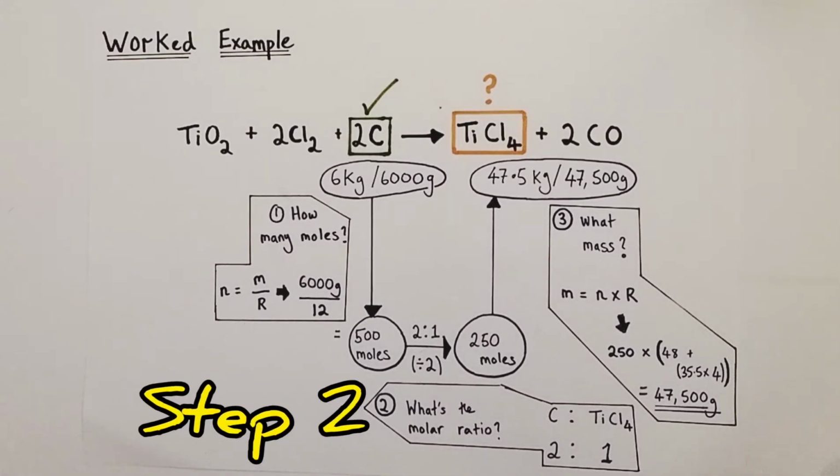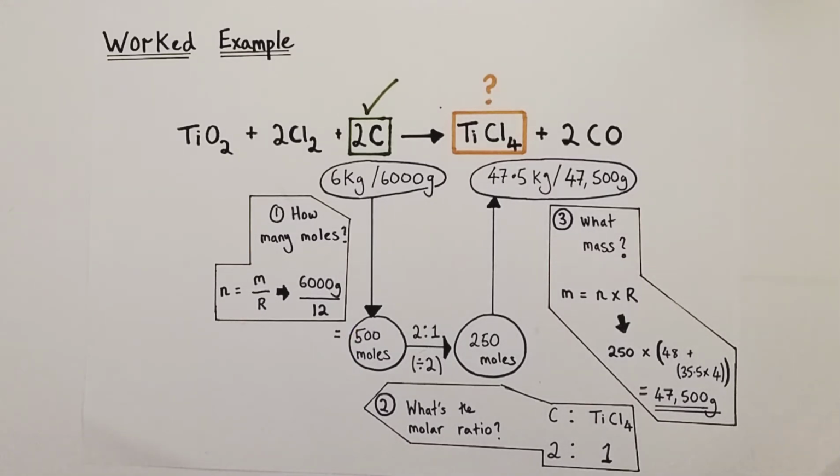The second step in the method is known as the molar ratio. So what is a molar ratio? Well, it is the ratio of reacting moles presented by the balanced equation in the question. What the question is telling us is if we had 2 moles of carbon atoms, they would react predictably in this particular reaction to form 1 mole of titanium tetrachloride. So it's a 2-to-1 ratio of carbon to TiCl4.